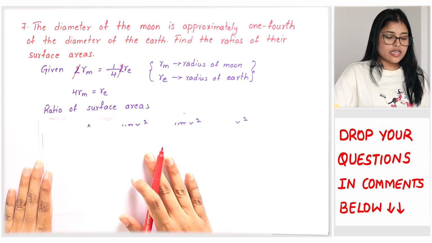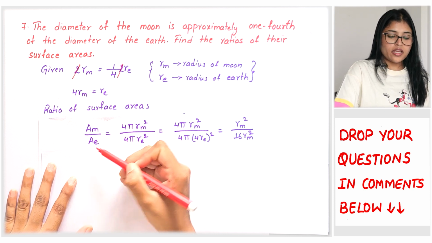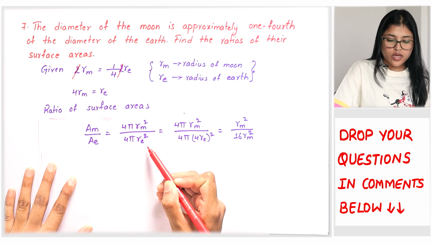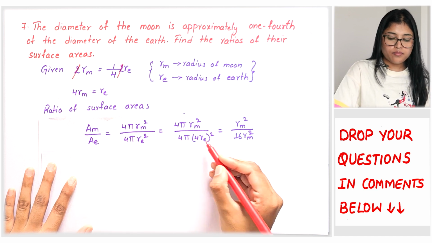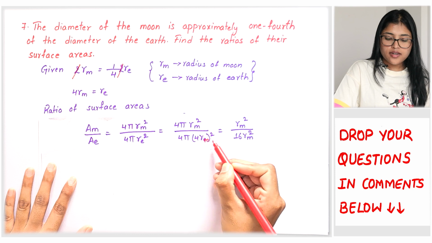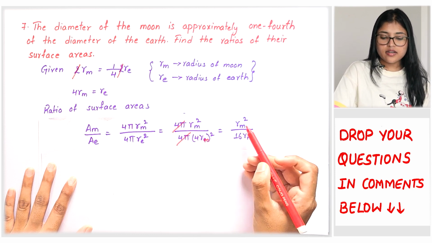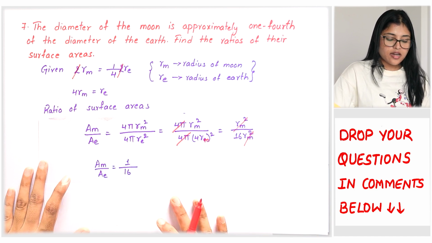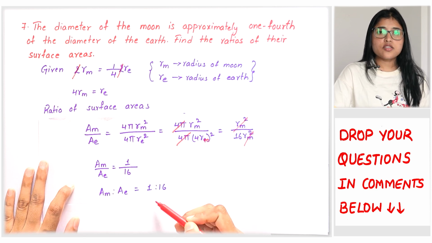Finding the ratio of the surface areas, I can write Am by Ae, that is area of the moon by area of the earth, equals 4 pi Rm square by 4 pi Re square. Here I can substitute Re as 4 Rm. So writing that gives me 4 pi Rm square by 4 pi into 4 Rm whole square. Here 4 pi gets cancelled and I can write it as Rm square by 16 Rm square. Rm square also gets cancelled and I get Am by Ae as 1 by 16. I can write Am is to Ae as 1 is to 16.